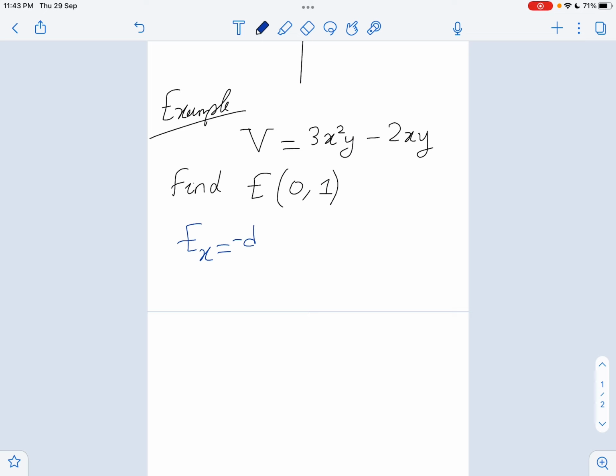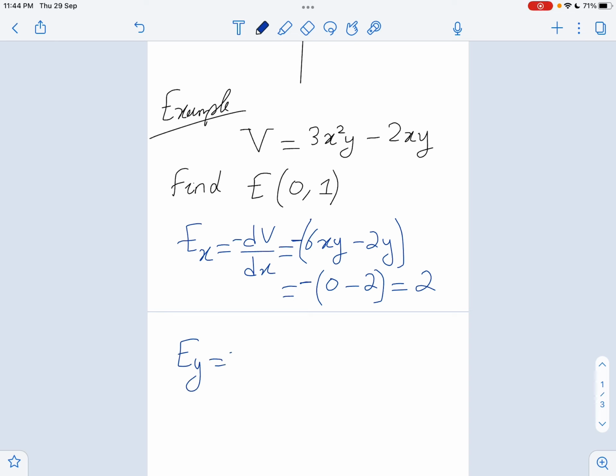EX is minus the derivative of voltage with respect to x. So what's the derivative of this one with respect to x? It's going to be 6xy. And what's the derivative of this one with respect to x? It will be minus 2y. I already have a minus outside, so put this minus outside. And we substitute now. We put for x 0 and for y 1, so you will get 0 here, and here you will get minus 2 times 1, which is minus 2, so the answer will be 2.